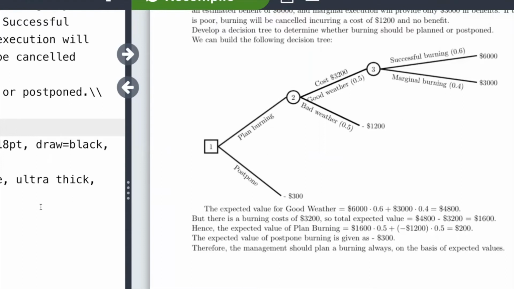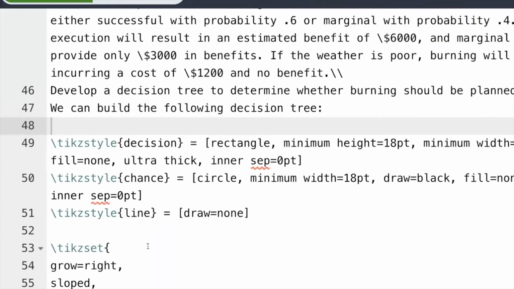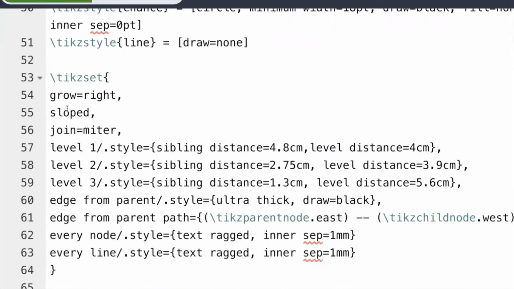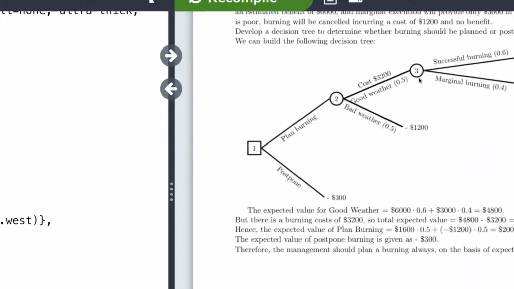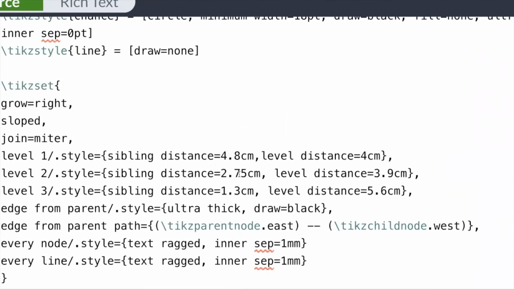Another thing that we need to show is that our tree is going from left to right, so that's why we have the right, and our levels, so this would be 1, 2, and 3, corresponding to our levels 1, 2, and 3, and then we give the distance between its siblings and the level distance.